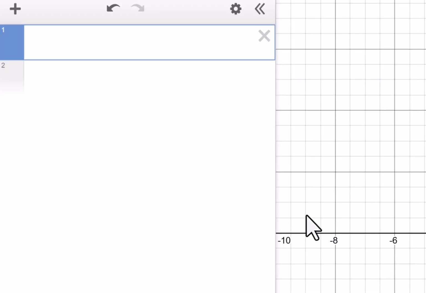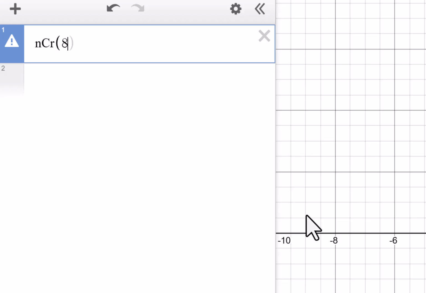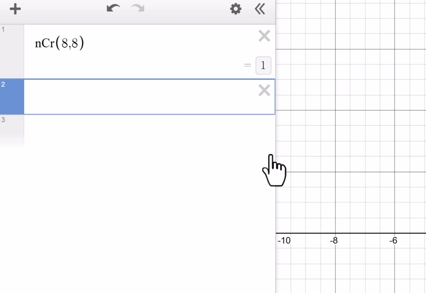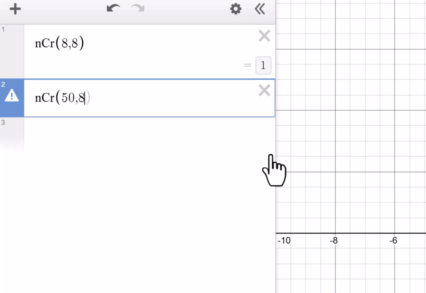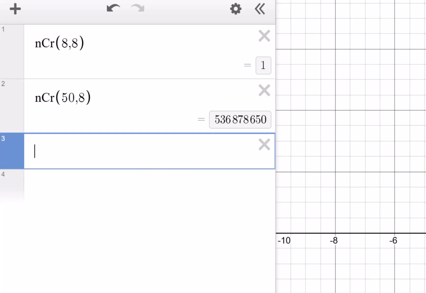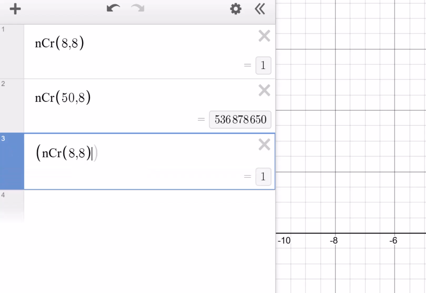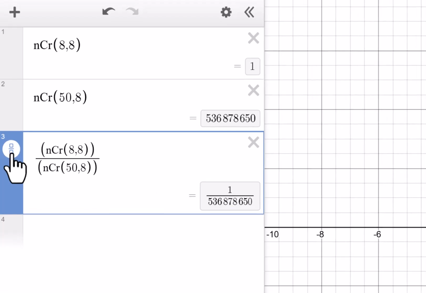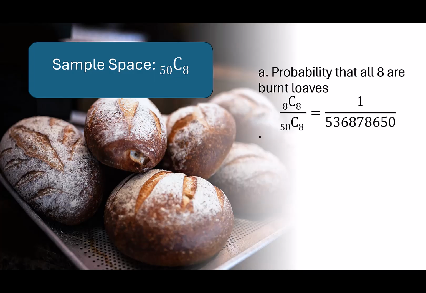Let's look at this in pieces. If I start with the combination of 8 choose 8, I get 1. That says when there's 8 items and I choose all of them, there's one way to do it. I pick all of them. I also want to know how many ways can I pick 8 of 50 items. That number is much larger. I have 536,878,650. Notice if I do this all at once in Desmos, it gives me this really small value, and it does give me the option to turn that back into a fraction. To keep things easy to read, I'm going to keep the answer in fraction form.